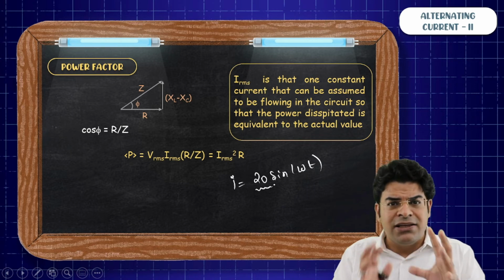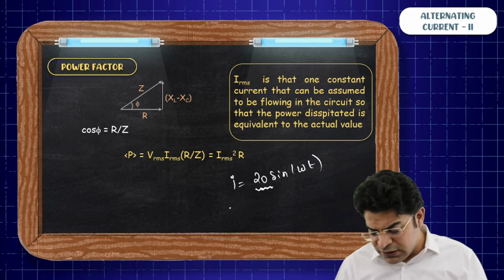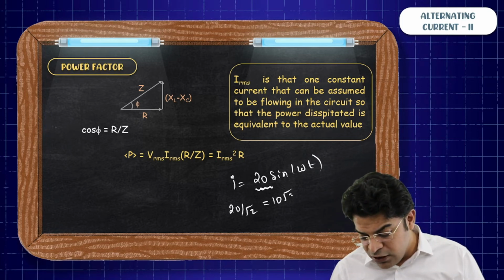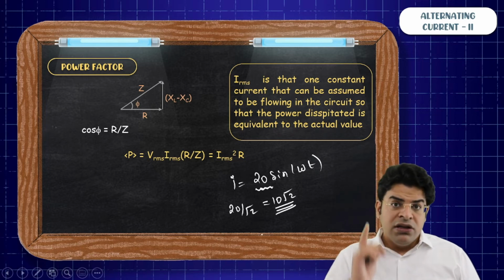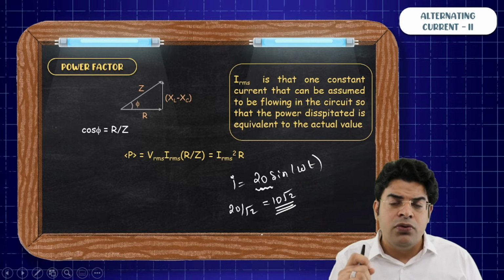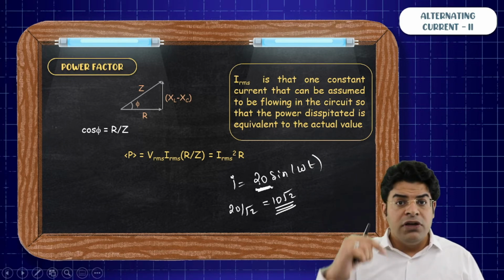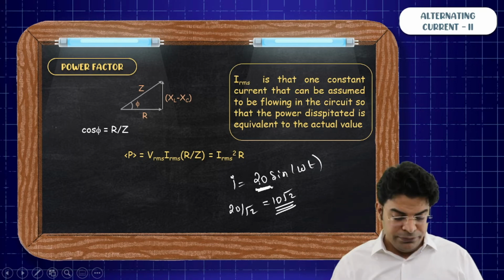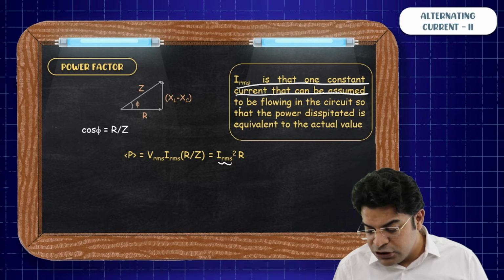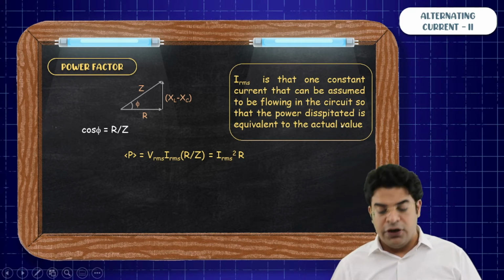So rather than thinking that a fluctuating current is flowing, think that a constant current of 20 by root 2 is flowing in the circuit, or a constant current of 10 root 2 is flowing in the circuit. This constant current will dissipate the same value of power as a 20 ampere sinusoidal AC supply. So Irms is that one constant current that can be assumed to be flowing in the circuit so that the power dissipated is equivalent to the actual value.